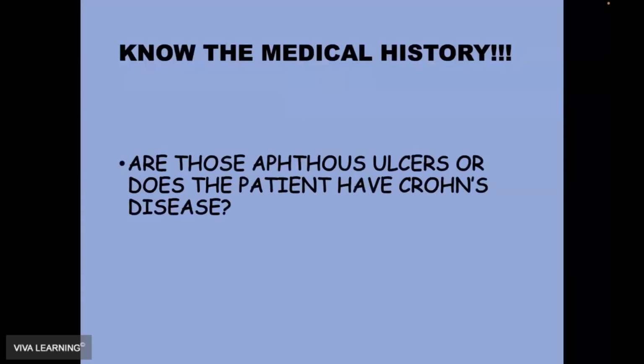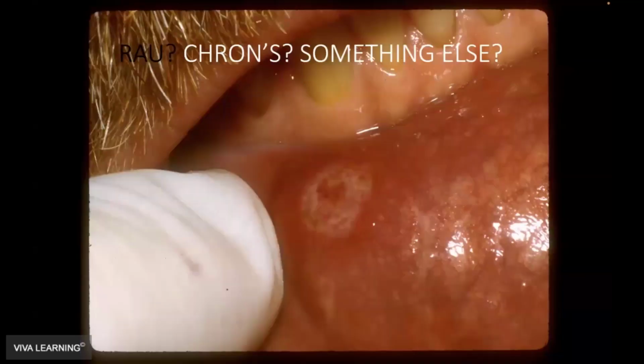Know the medical history. Are those aphthous ulcers? Or does the patient have Crohn's disease or Peutz-Jeghers syndrome or any of half a dozen different GI disturbances? Don't know unless you biopsy.